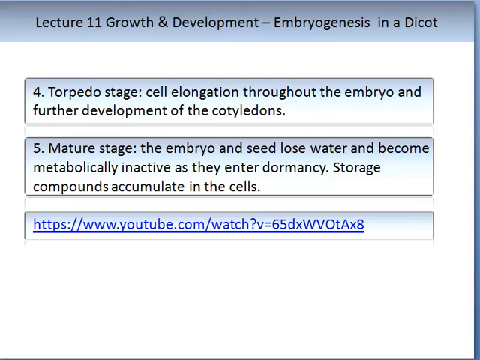And the final stage is the mature stage. The embryo and the seed lose water and become metabolically inactive as they enter dormancy. Storage compounds accumulate in these cells.